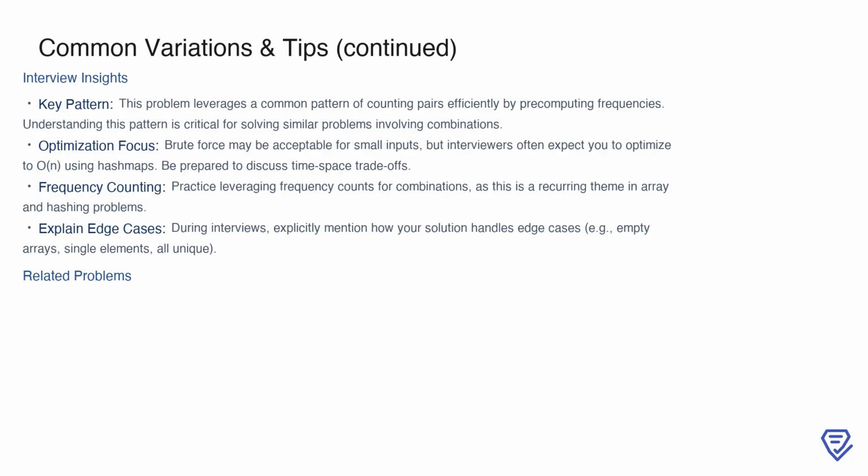Frequency counting is a particularly valuable skill, as it appears frequently in array and hashing problems. In addition, always make a point to explain how your solution handles edge cases, such as empty arrays, single-element arrays, or arrays with all unique elements. This demonstrates a thorough understanding of the problem and ensures your solution is robust.